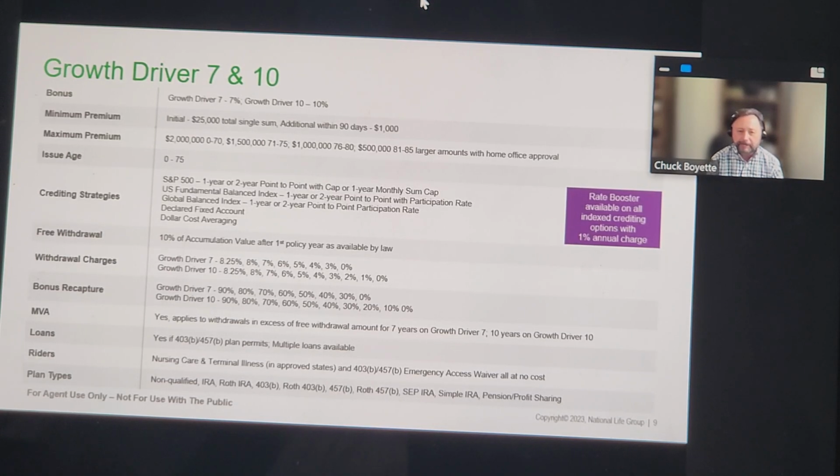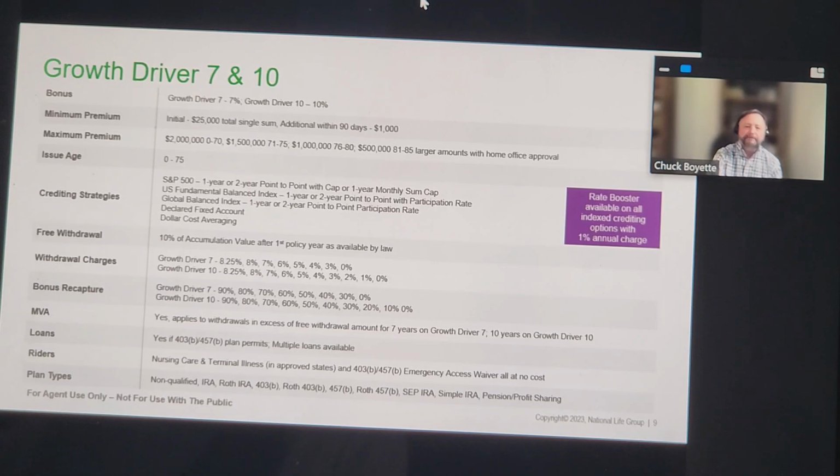Same crediting strategies. With our crediting strategies, I did want to point out as well that we have 1 year and 2 year point-to-point crediting strategies, and with the S&P 500, we do have a 1 year monthly sum cap option.